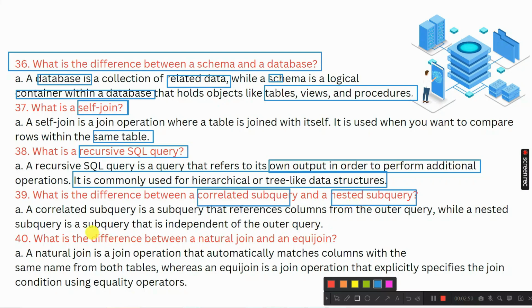Next question is, what is the difference between the natural join and equi join? Okay, this is also one of the most important questions. A natural join is a join operation that automatically matches columns with the same name from both the tables. Okay, whereas an equi join is a join operation that explicitly specifies the join conditions using equality operations. Alright, this is the main difference between the natural join and equi join.